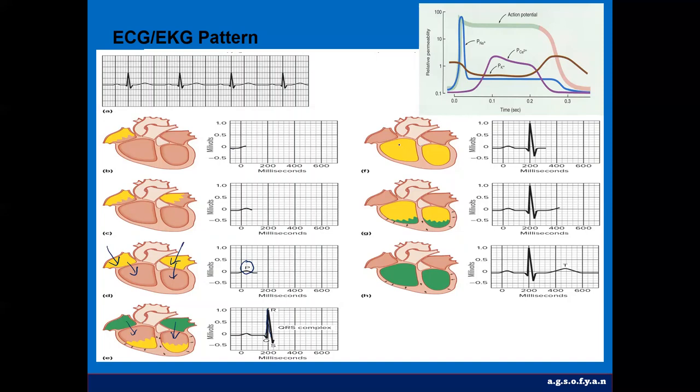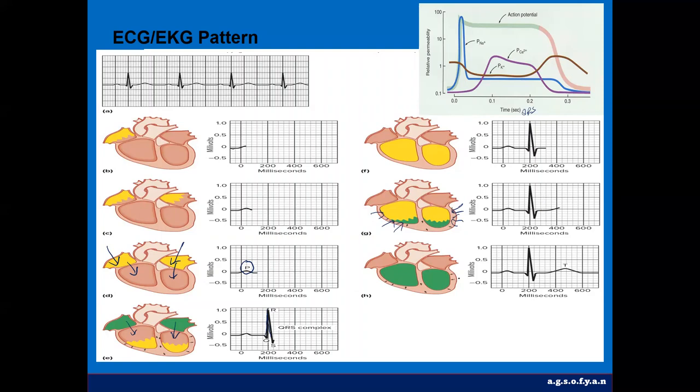Now, when the blood fills up the ventricles, the calcium channel will be closed. So the QRS wave over here will be going down because the calcium concentration is going down. And then after that, the ventricle will be contracted, and it will pump the blood from the ventricle to the aorta and also to the pulmonary trunk. So it is happening after the QRS.